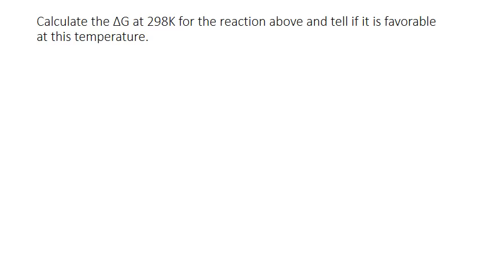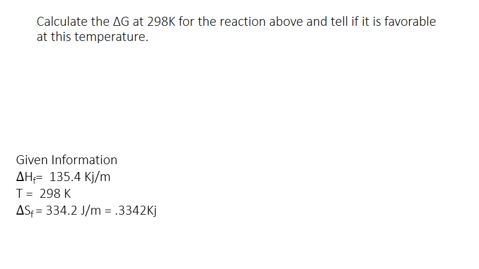The next type of problem is to calculate delta G, or the Gibbs free energy, for a reaction. The Gibbs free energy tells us whether a reaction is favorable and spontaneous. Delta G is dependent upon the enthalpy, the entropy, and the temperature for which the reaction is occurring. So in this case, our given information, we're going to use the delta H that we calculated from the previous problem, which is 135.4 kilojoules per mole. We're going to use the temperature that we're given, which is 298 Kelvin. We're also going to use the entropy that we calculated, which is 334.2 joules per mole.